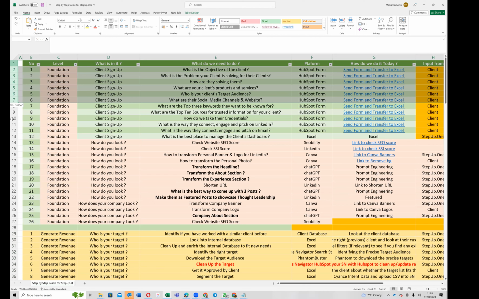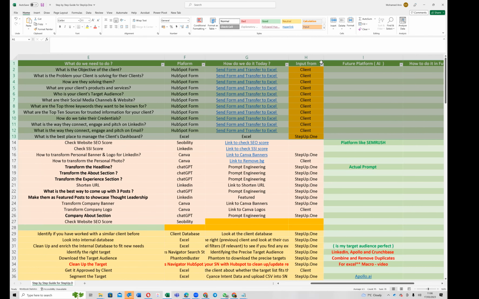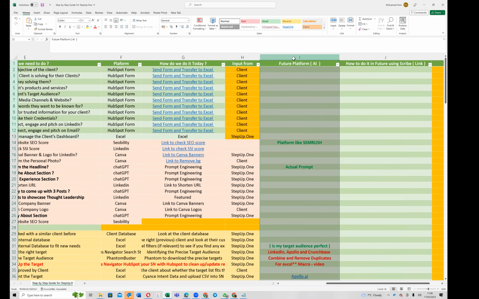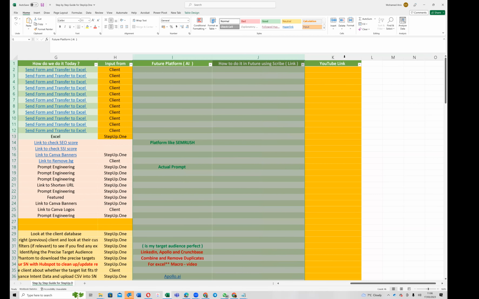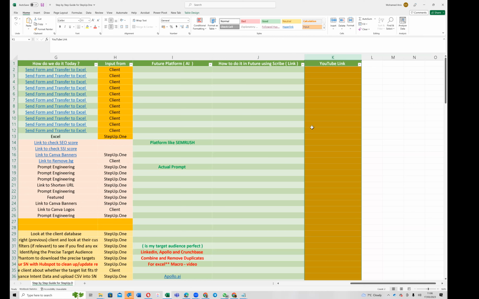And we've also said, what is a level? Is it a foundation level? And when are we doing it? And what we do there? What is the current platform that we are using? And how do we do it today? And where do we get the input from? And where will we move in the future? This is the most important thing. Where will we move in the future? And how will we do it in the future? Right? And is there a video that you can give us to explain how I should do this particular task?